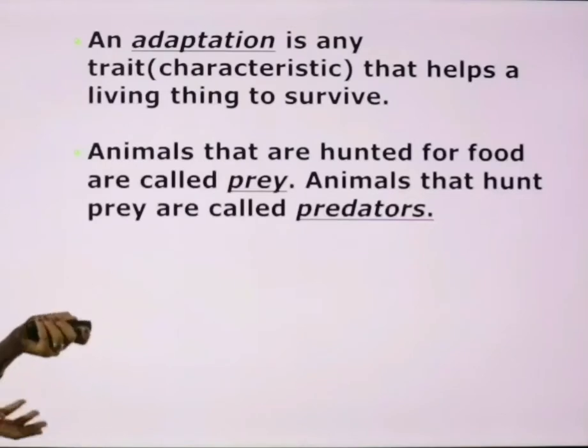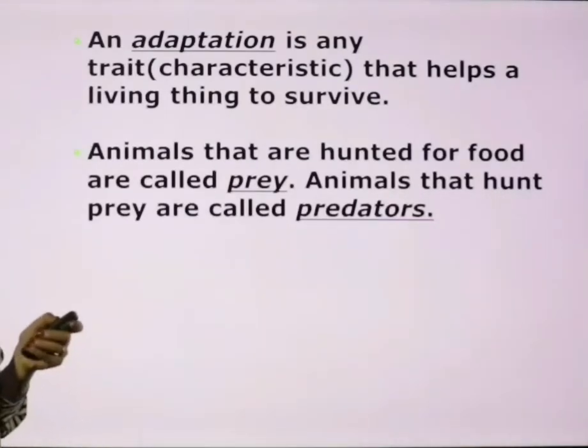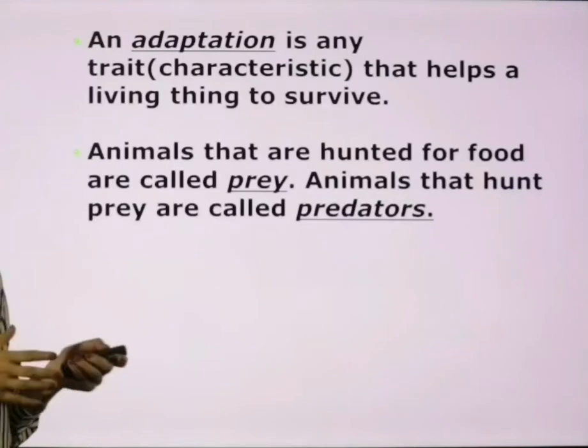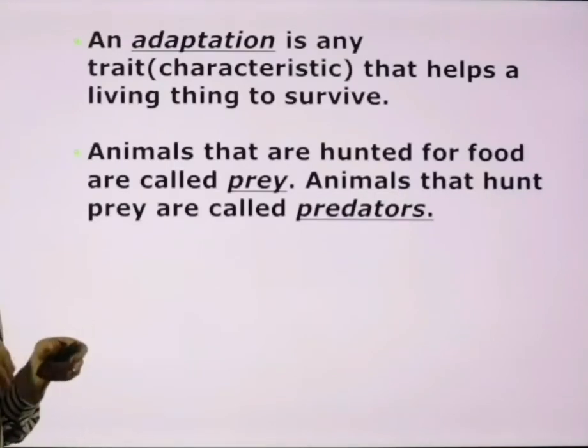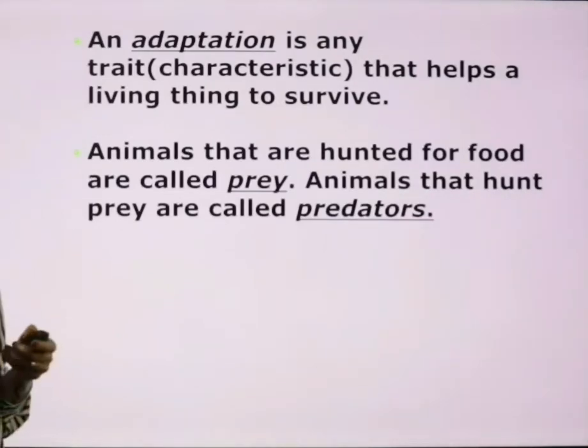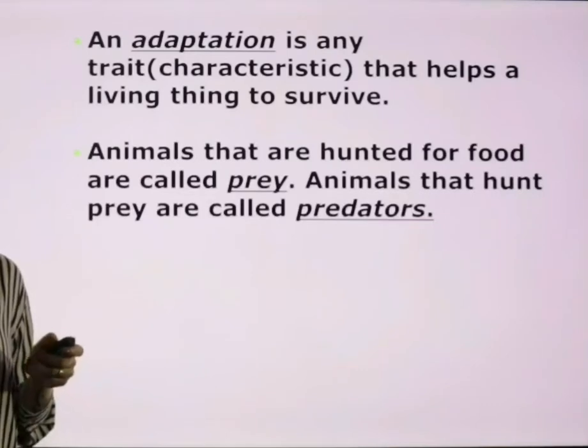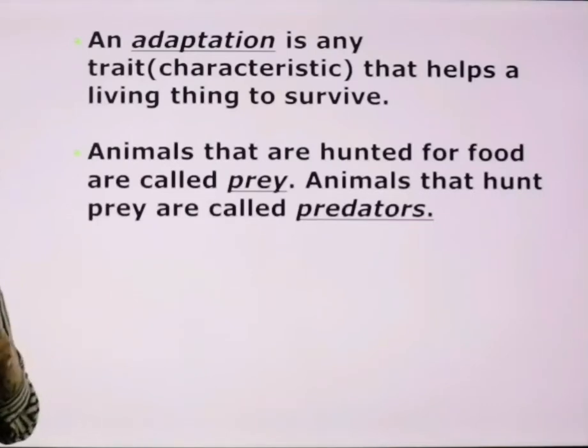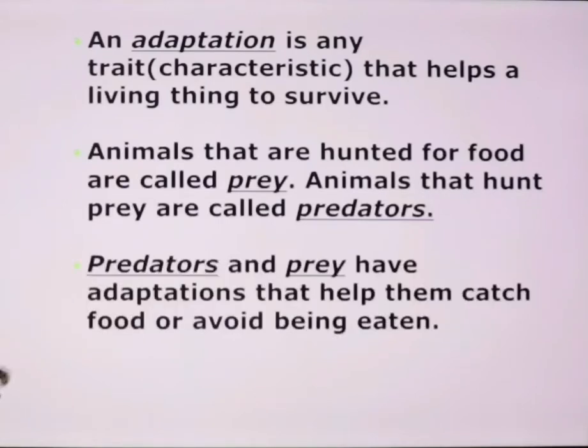Animals that are hunted for food are called prey. So let's say a bird and a worm. This worm that's being hunted by a bird is a prey. Animals that hunt prey are called predators, and the bird is the predator because it's the animal that hunts the prey, which is the worm.